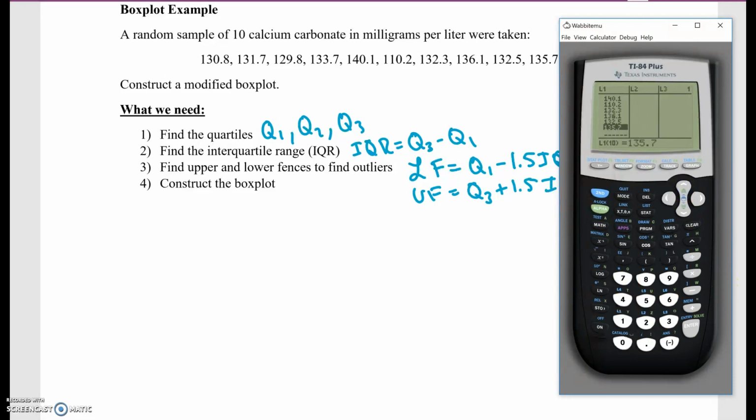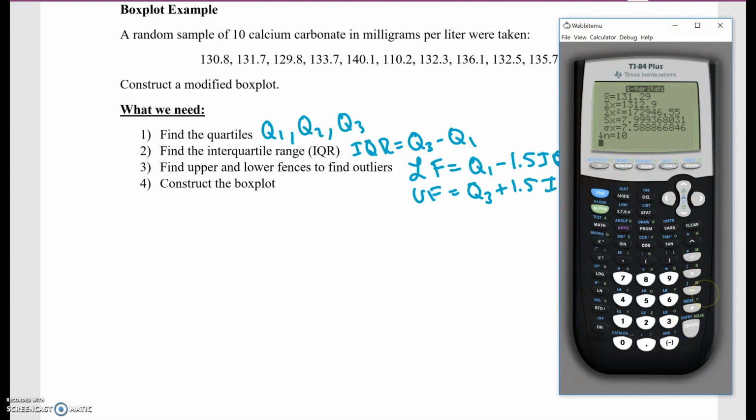All right, so yes, there should be 10 of them. Okay, I got scared because I said 11. Okay, so there should be 10 of them. So I hopefully put all of that in there. Okay, so now after I put all of that in there, I'm going to press stat again. Then I'm going to go to calculate, and then I'm going to go to one variable statistics.